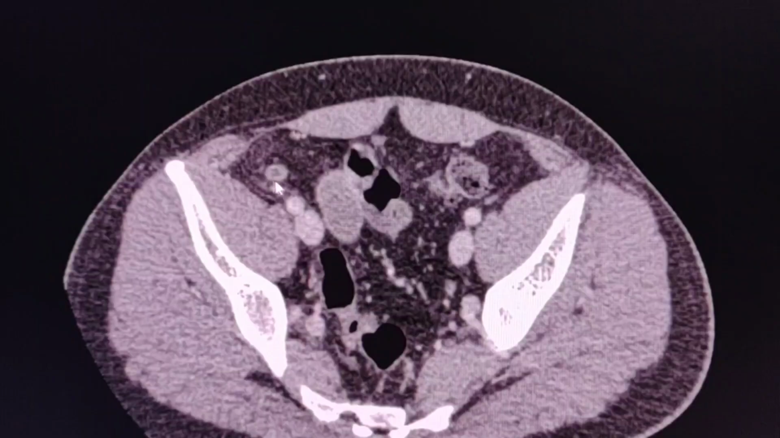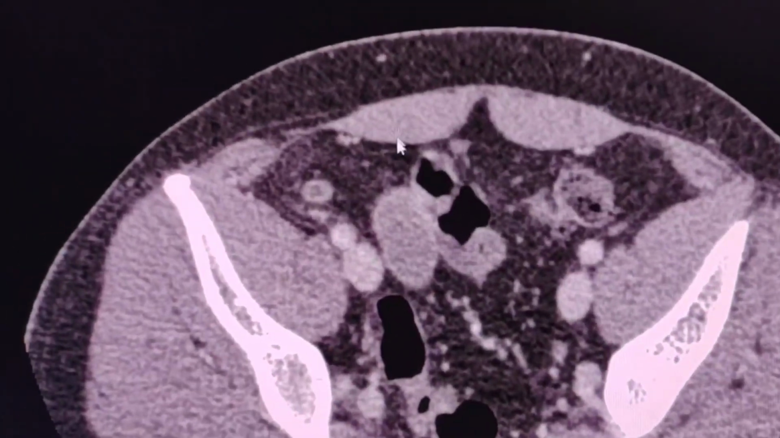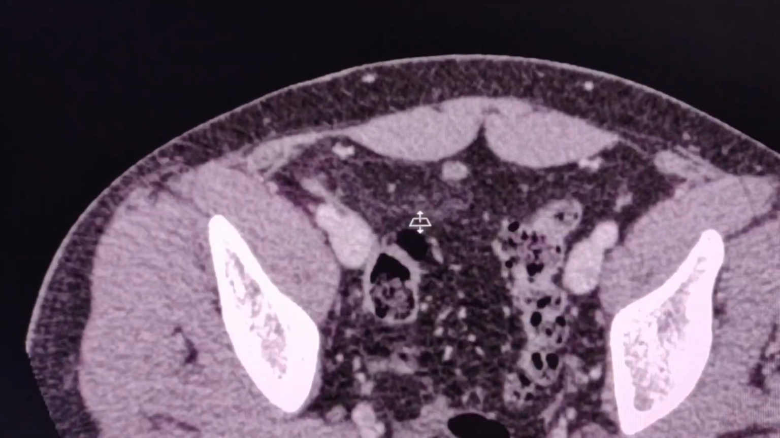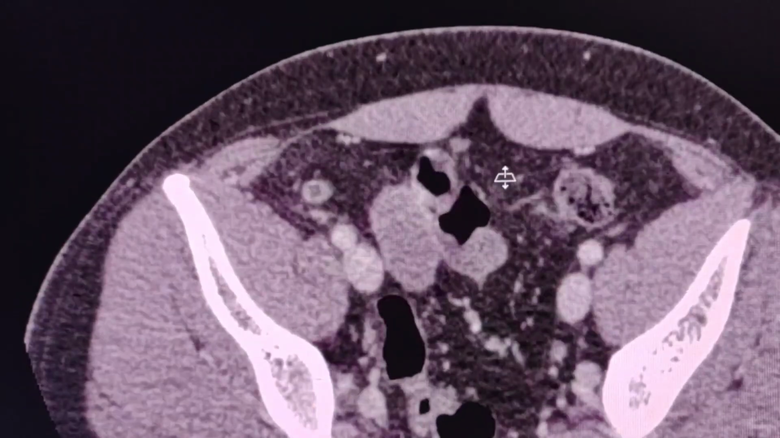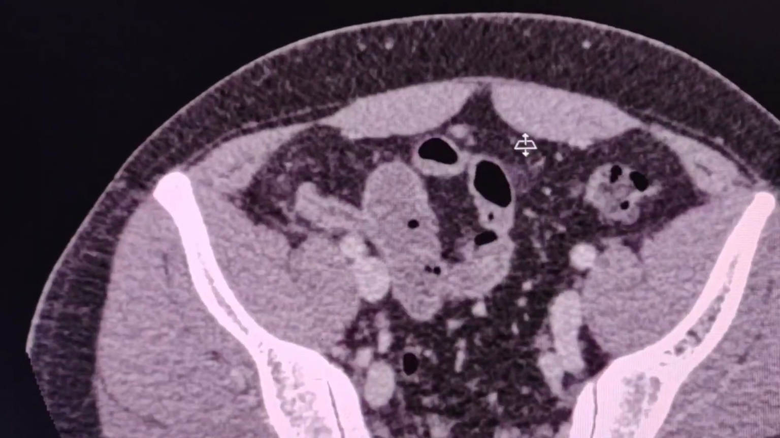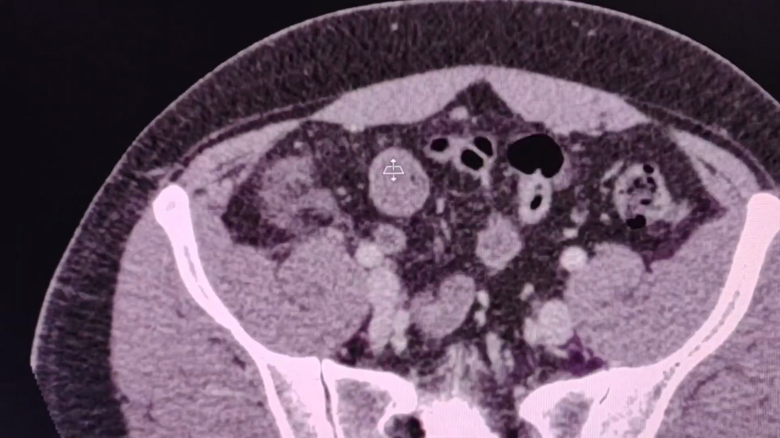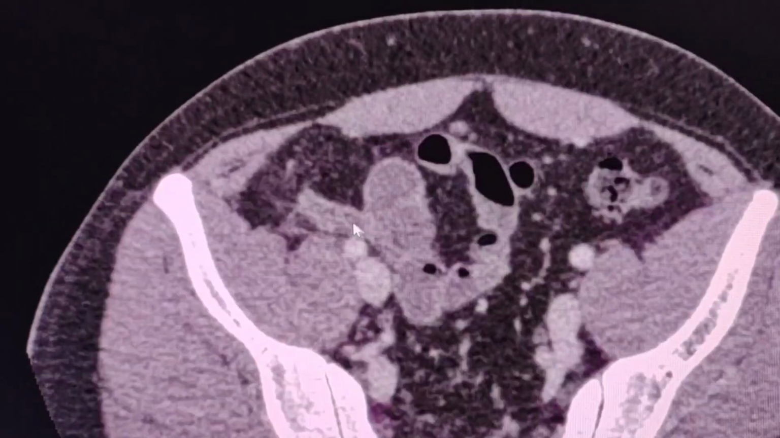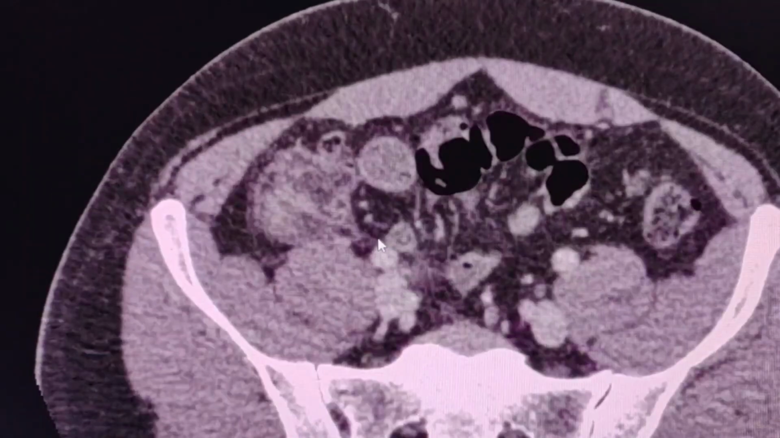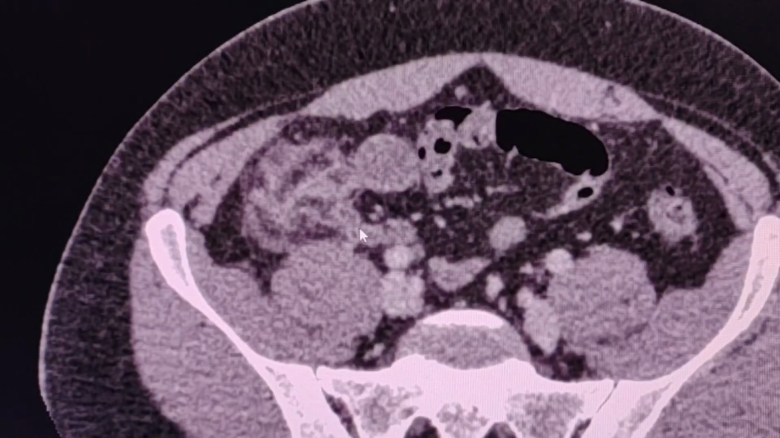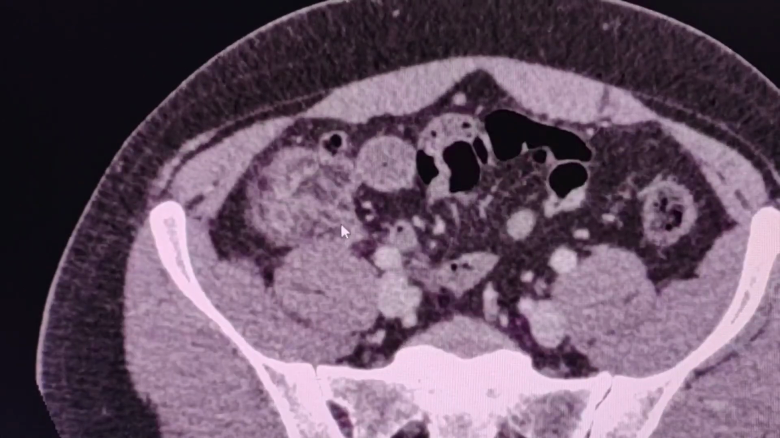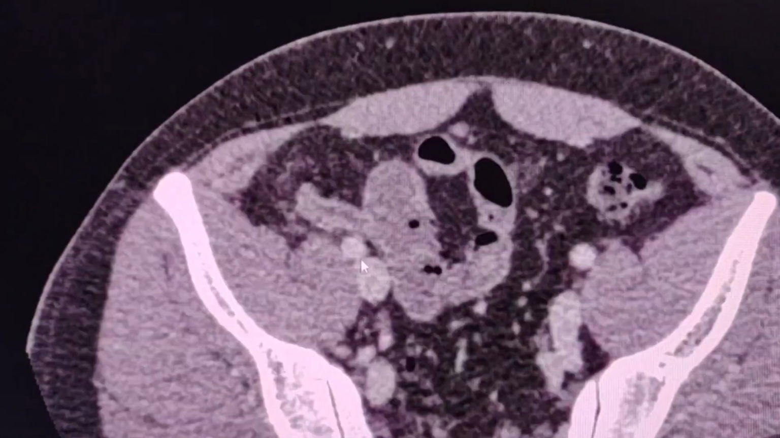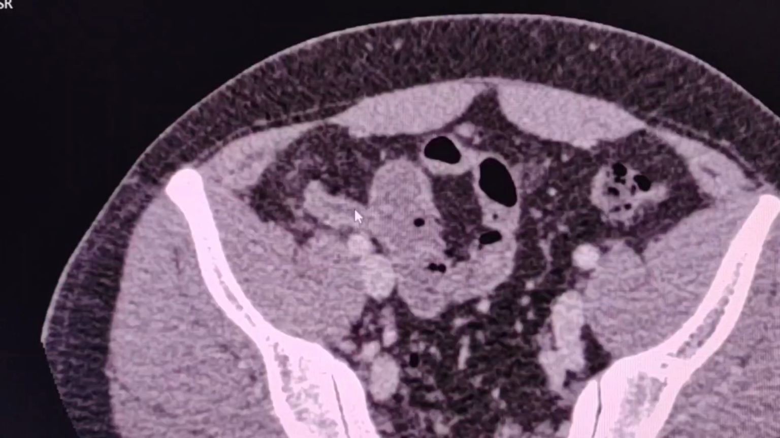The appendix is here. Once again, a little slower, we can see this tubular structure. Here it is, and here it is, its base in the cecum. The appendix itself does not look normal.